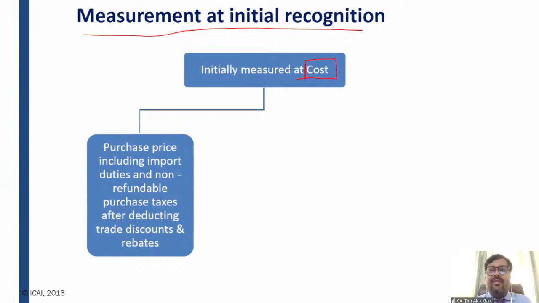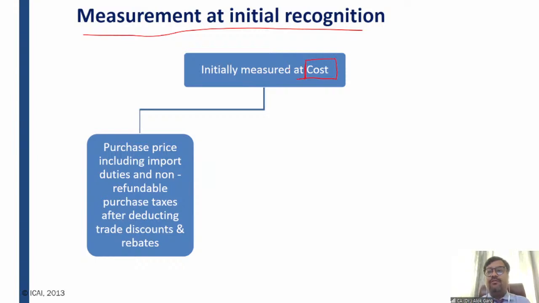So I have to do the trial run of this machinery so that I am aware that yes, this machine is good to produce goods, right? So I have to incur those costs. So friends, standard says that at the time of initial recognition, you have to measure it at cost.